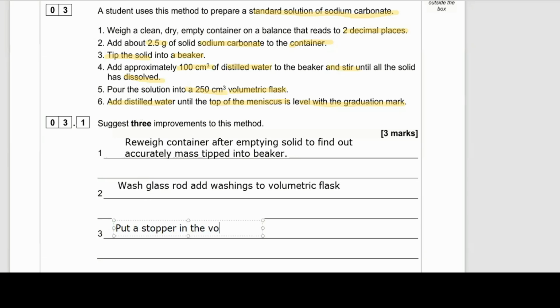Another thing, put a stopper in the top of the volumetric flask and turn it upside down. You can say invert the flask several times to ensure everything is thoroughly mixed. And there we go. That's going to get you all the marks you need to smash through these 3 marks. All right, guys, we're going to move on to the next question.